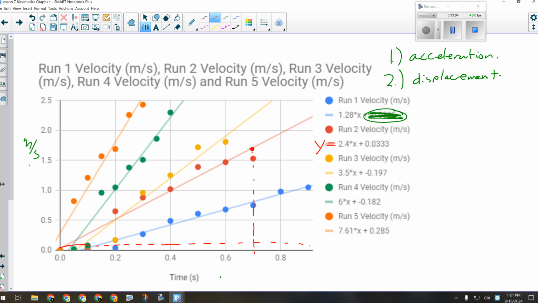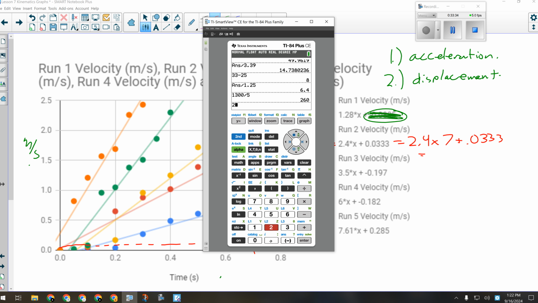So if I want to calculate that, I'm just going to use this formula, and what am I going to substitute in for x? 7. X is the time, right? If I get a value like 7 seconds, I substitute that in for x. So that's going to mean 2.4 meters per second squared times 7 seconds plus 0.0333. So 2.4 times 7, plus 0.0333. That's the height of my triangle.